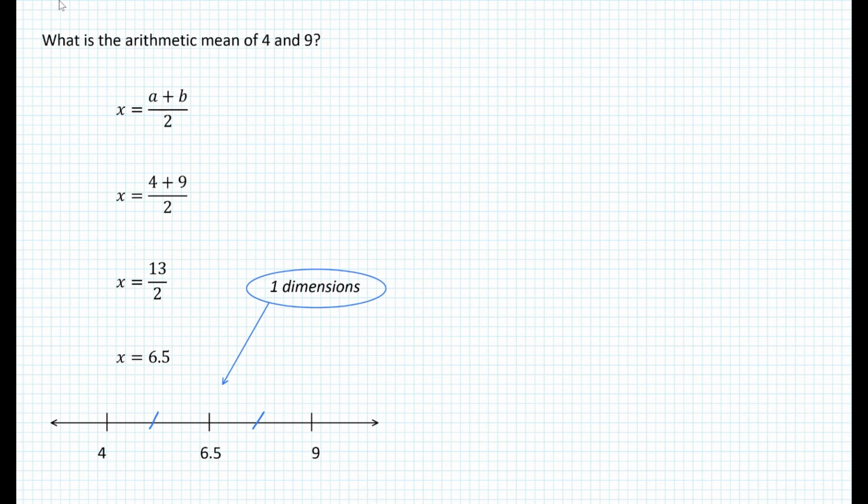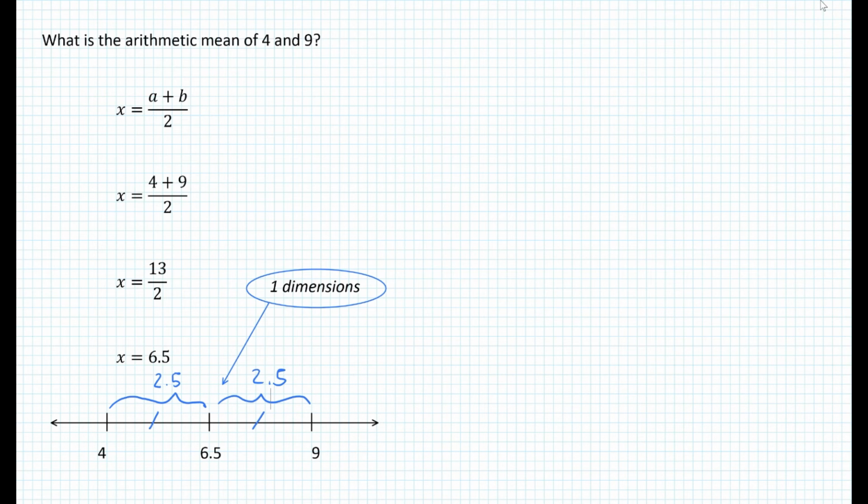So what's the meaning of that number? What does 6.5 mean? Well, it's simply the midpoint between 4 and 9. As you can see here, we have a number line, and if we calculated the distance from 4 to 6.5, that is 2.5, correct? And if we take 6.5 and go 2.5 units to the right, we also end up with 9. So both of these distances are congruent, or equal in measure. So we can think of the arithmetic mean as a one-dimensional problem.